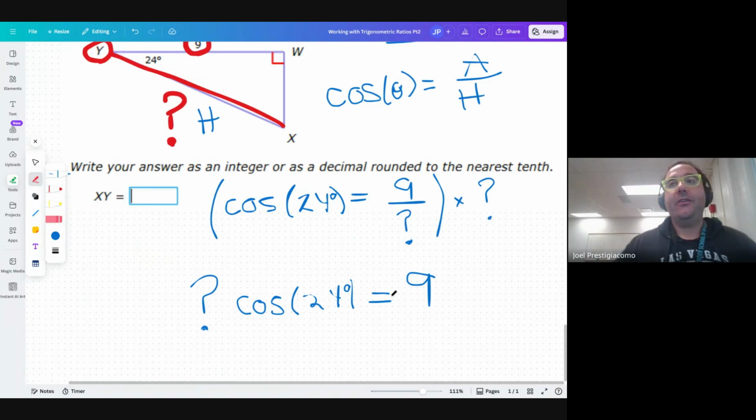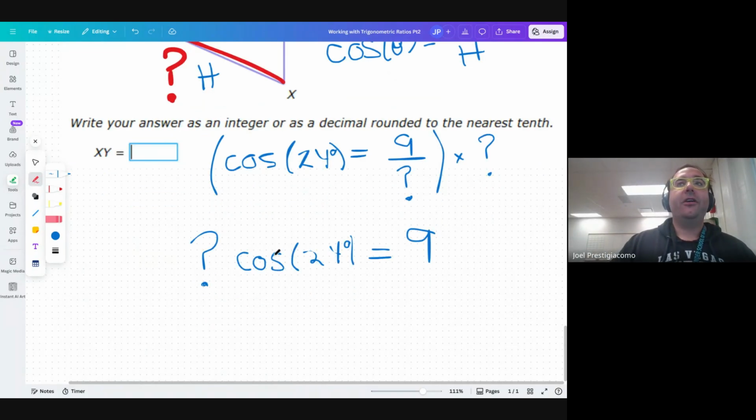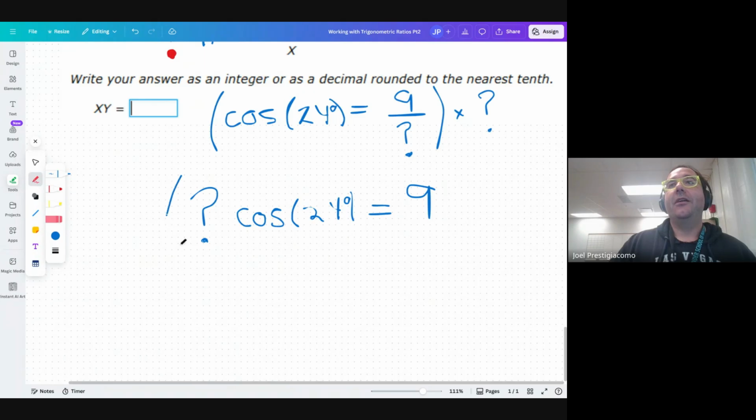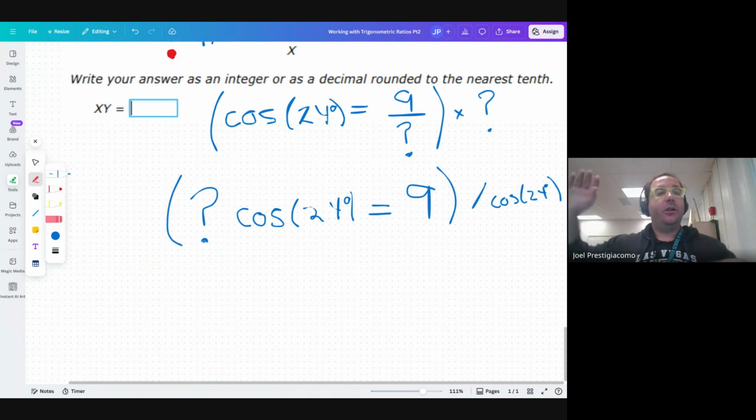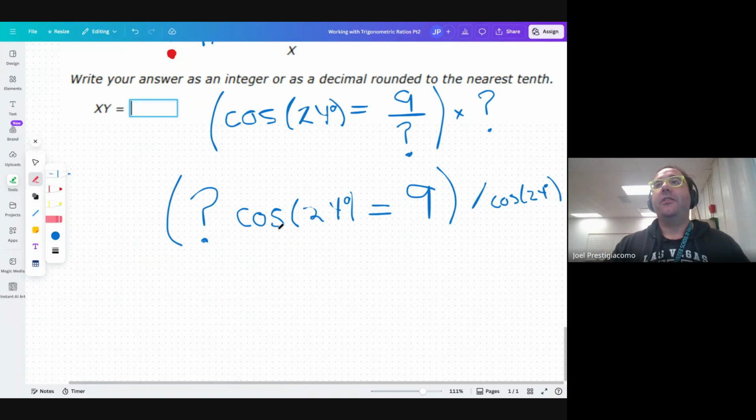Okay. Now, because we don't have the unknown side by itself, what we need to do is get it by itself. So we're going to divide both sides by the cosine of 24. And you may think, oh my gosh, this is really complicated. You either do 1 step or 2 steps, right? 1 step is when your unknown is in the numerator. You have to do 2 steps when it's in the denominator, but it always ends up working out the same way. So the unknown side here is going to be 9 divided by the cosine of 24.